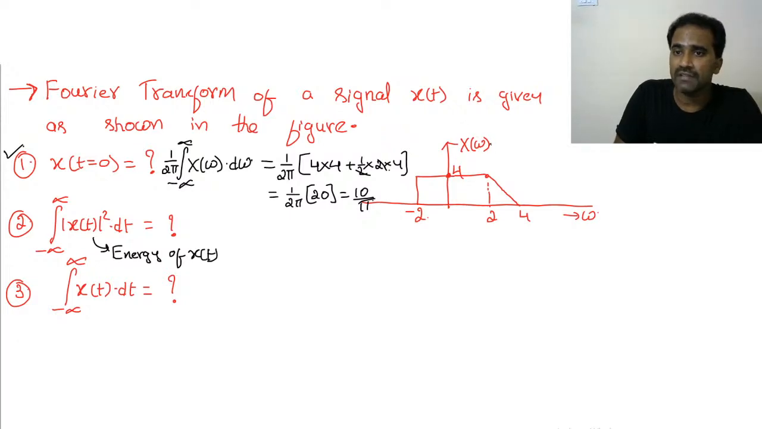But x of t is not given in the problem. X of t is not there in the problem. But x of omega is there. So is there any way in which we can find the energy of x of t without knowing x of t, but by using x of omega?